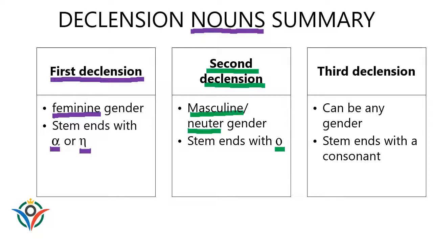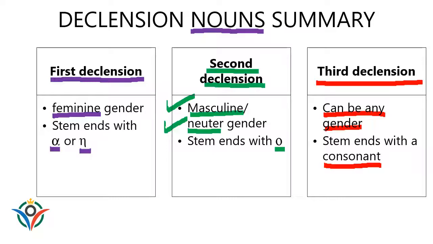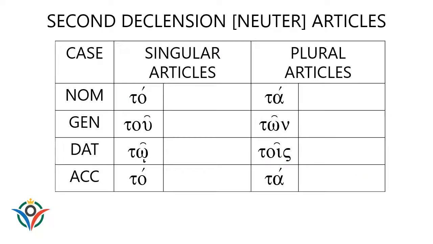So in the previous lesson, we looked specifically at the masculine genders, and today we are going to now look at the neuter second declension genders. And then finally, we have the third declension nouns, which can be any gender, and their stems end with a consonant. So let's take a look at the neuter genders together. Let's begin with the articles first and take a look at the second declension neuter gender articles.